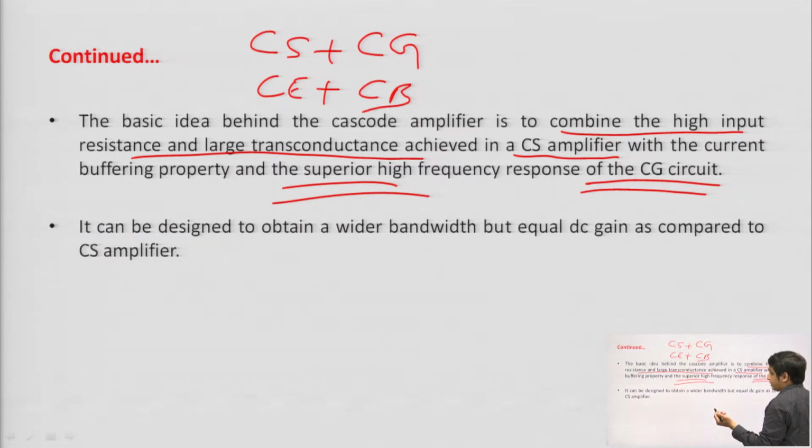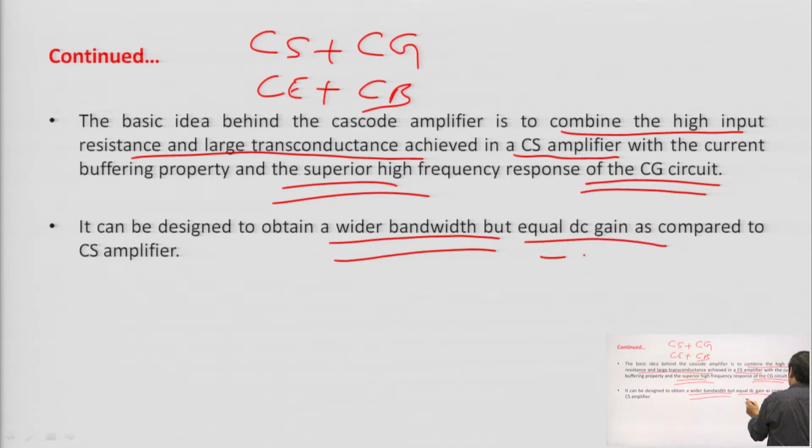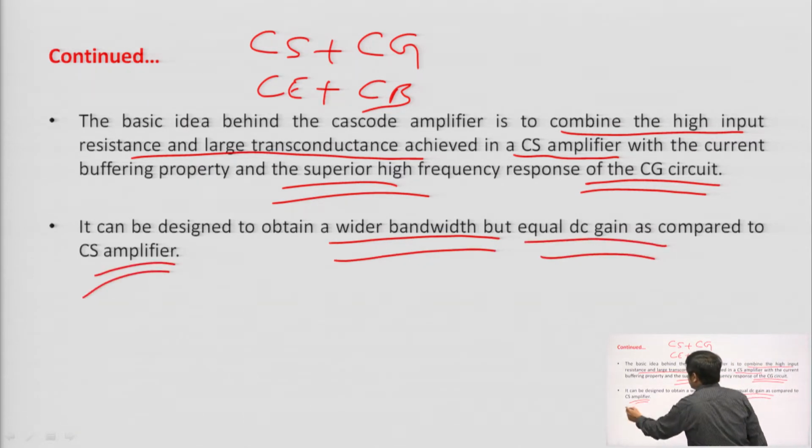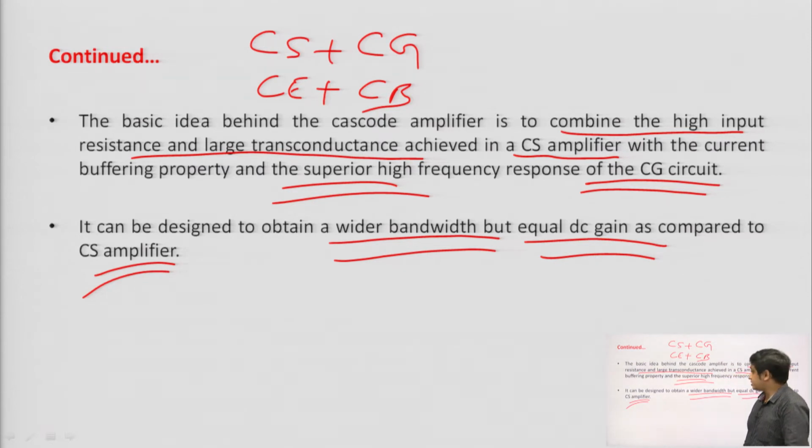So, the advantage of cascode is it is used to obtain wider bandwidth with equal DC gain as compared to CS amplifier. So, the main advantage is the bandwidth is enhanced, because in CS amplifier the issue is that you have seen in the last class, due to Miller effect the equivalent input capacitance is increased, because of that bandwidth is reduced. So, to combat that bandwidth issue in CS amplifier, we use this cascode amplifier.